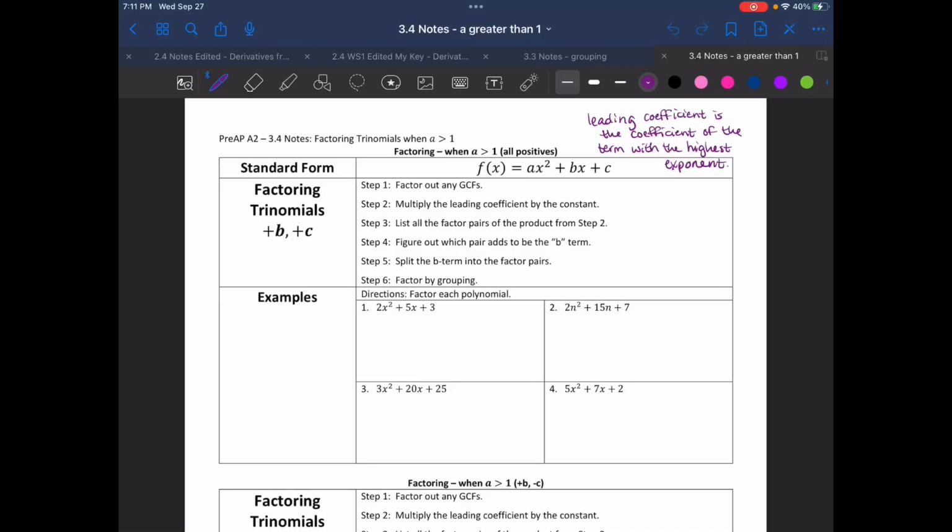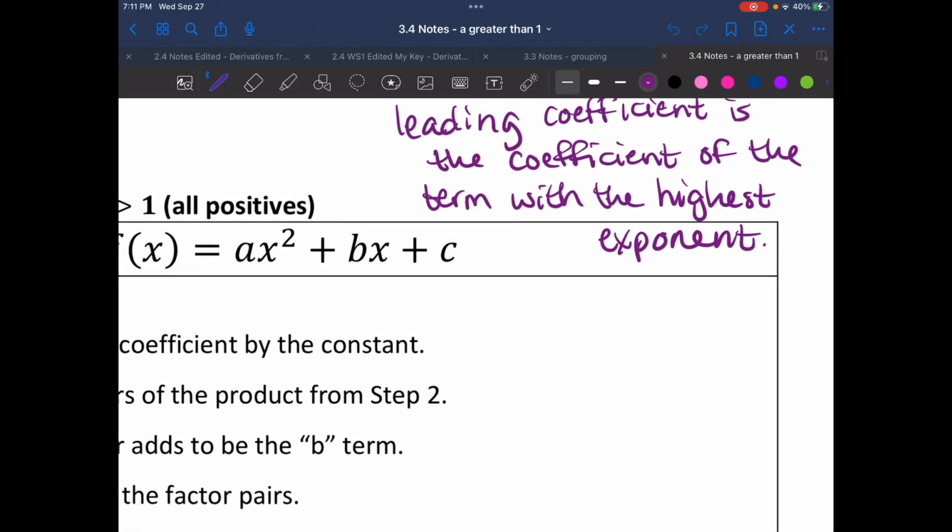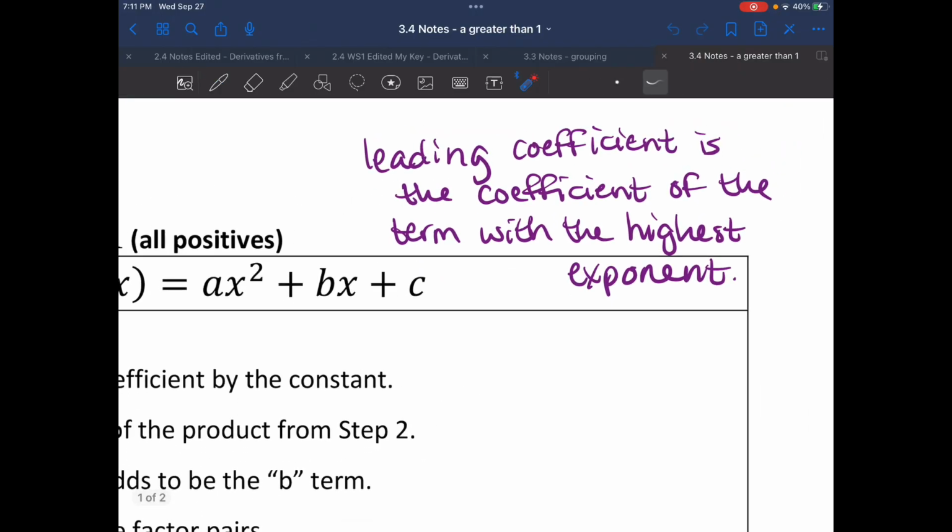All right, so on 3-4 and 3-5, this is going to make up the bulk of what you have to know for factoring. You have to know how to factor a trinomial. A trinomial means you have 3 terms. We're going to start a little bit differently than most teachers do. I'm going to start when the leading coefficient is not a 1. It's greater than 1.